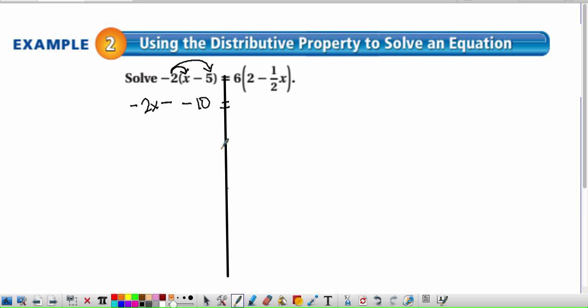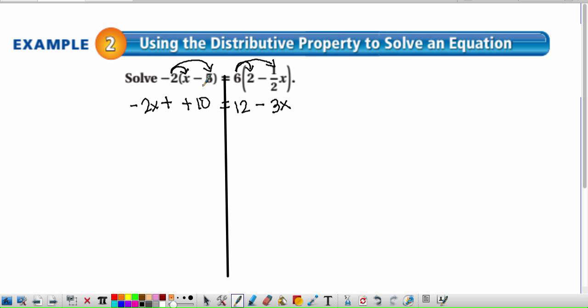That's the reason that we draw our line. I have another distributive property. 6 times 2 is 12. Bring my minus sign down, and I have 6 times 1/2. Remember, when you're multiplying by the fraction 1/2, that's just like dividing by 2. So this is 6 divided by 2, which is 3, and we keep our x. Now we're going to clean up just a little bit. You never want to have minus a negative. Remember, we can change the minus to a plus and change the sign of the next term, making that a positive 10. It makes it a little bit easier to deal with.